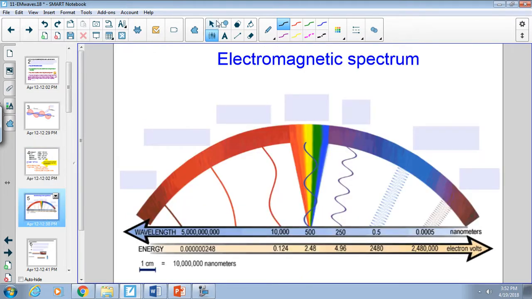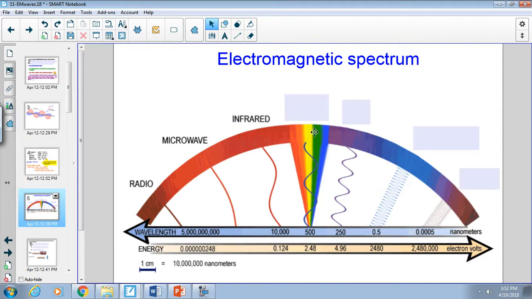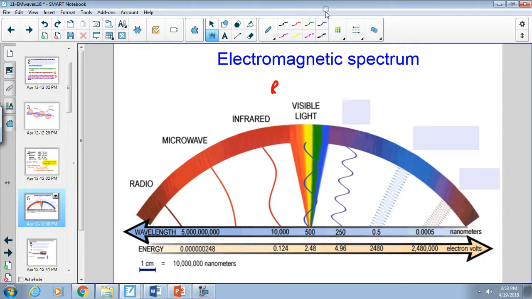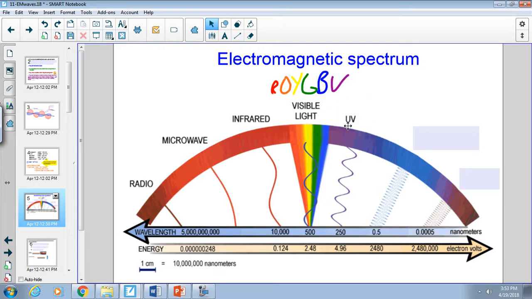Spectrum-wise, light can be separated into the known electromagnetic spectrum, which includes radio waves, microwaves, infrared rays, and visible light, which is going to go from infrared, which is below red, to red, orange, yellow, green, blue, violet, no, indigo. Can't see it anyway. Violet, then ultraviolet, which is above violet. Then we get our X-rays and our gamma rays.